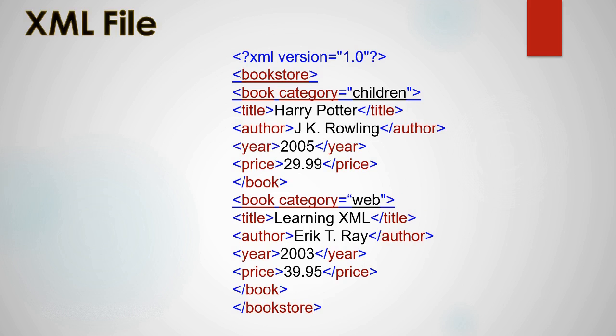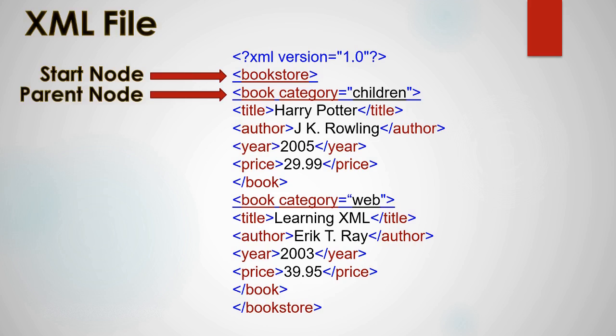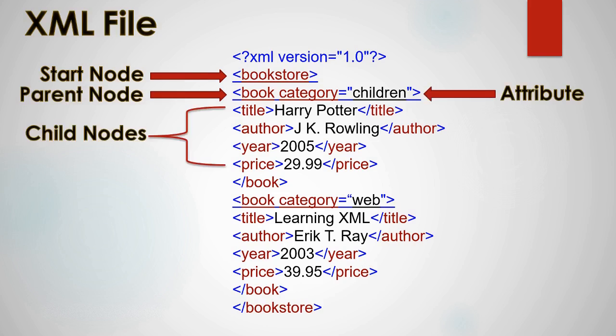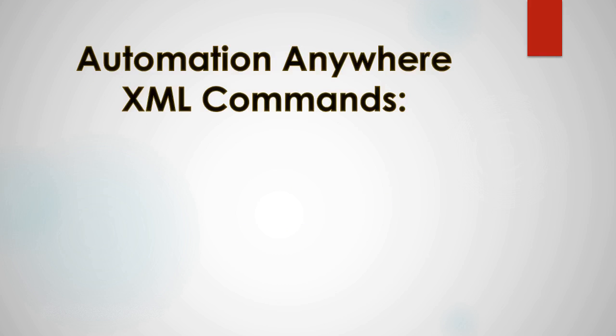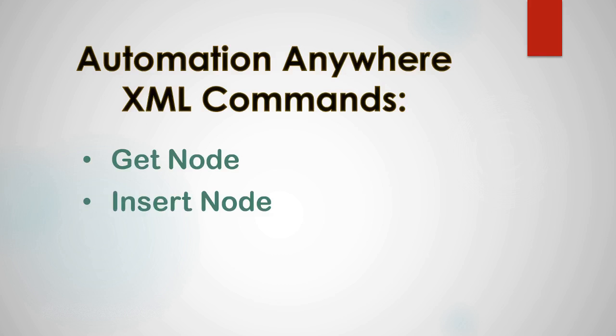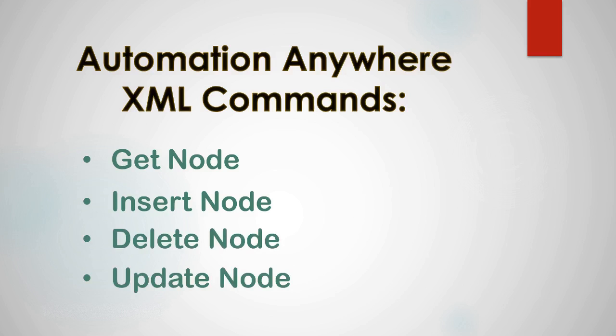This is the XML code in a sample XML file, where bookstore is the start node, book is the parent node, category is the attribute, and title, author, year, and price are child nodes. Here we can do multiple actions on this XML file using Automation Anywhere XML commands. We can get the value of any node, insert other nodes, delete an already existing node, and update the value of the nodes.